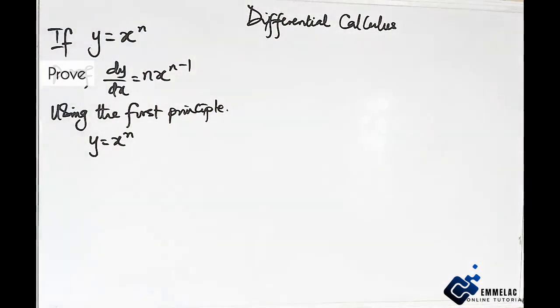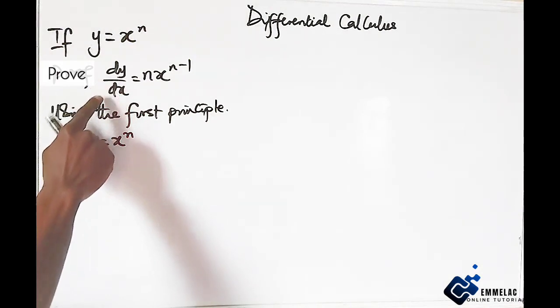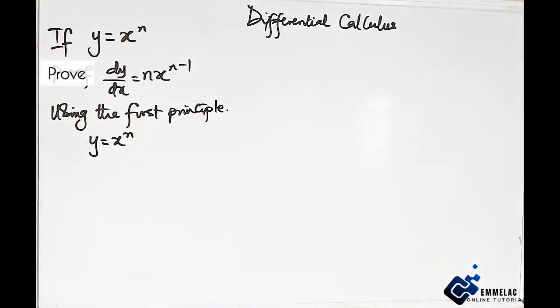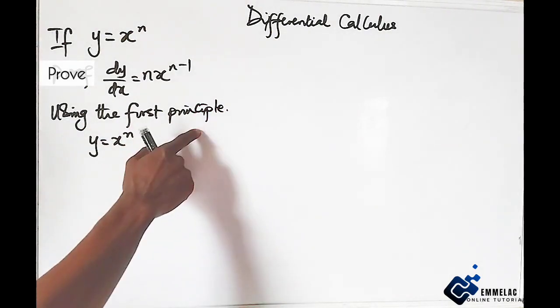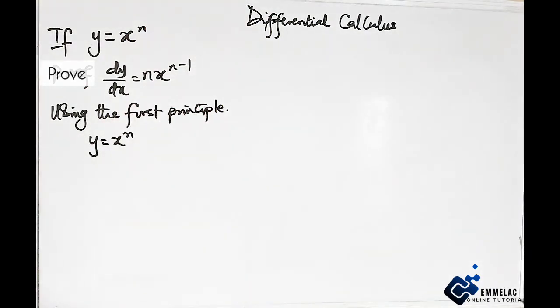Now in this video we'll be looking at how to prove that dy/dx equals nx to the power of n minus 1, which is actually the direct method of differentiation. We'll actually be using the first principle to get this done.